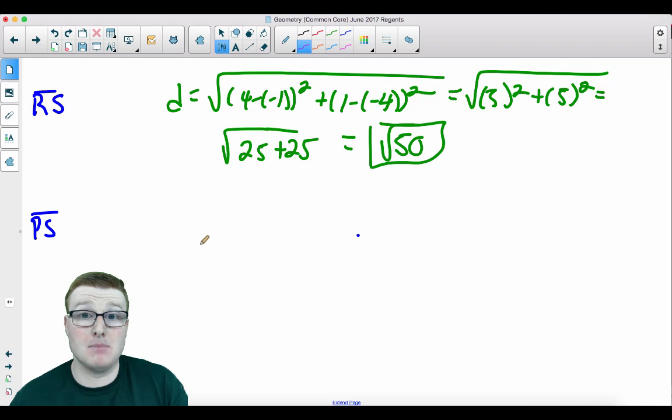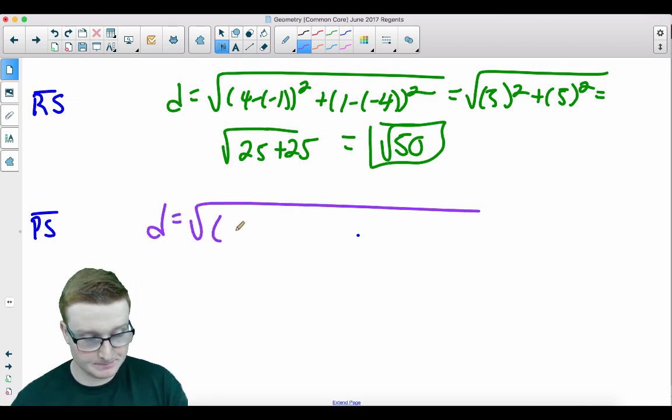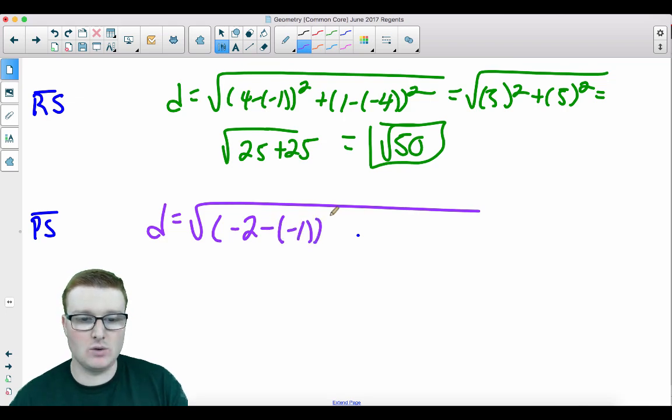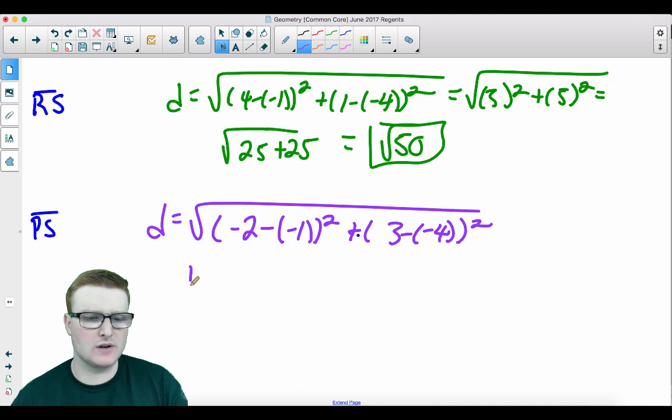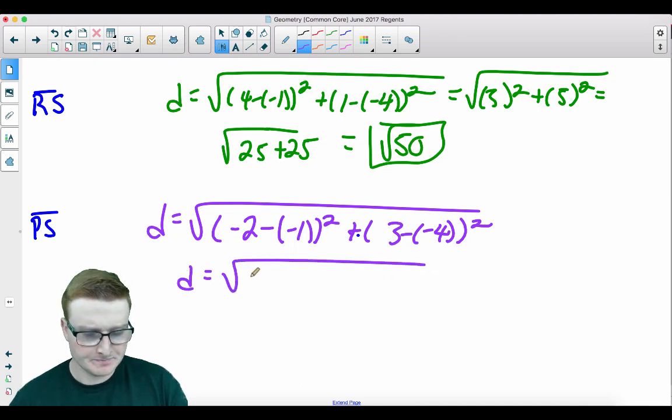Hope I'm not monotone. I'm getting bored with this question. Last but not least. -2 minus -1 quantity squared plus 3 minus -4 quantity squared. A lot of work for just the distance formula.